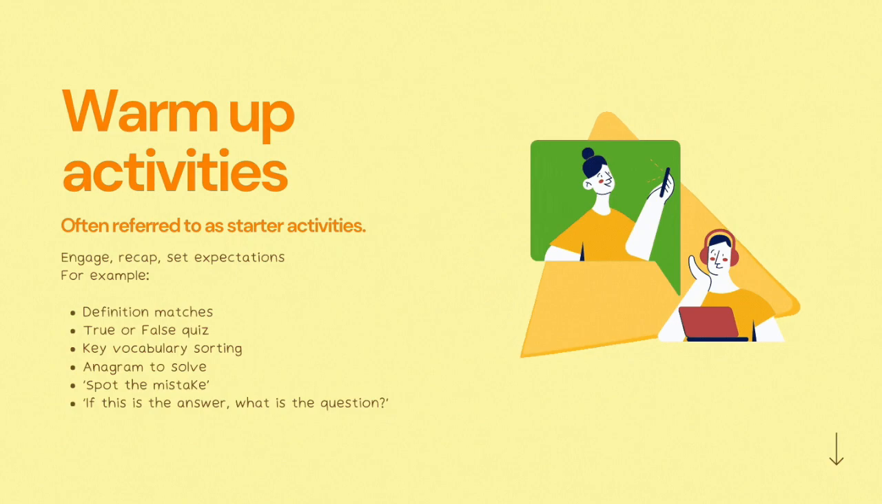Starters or warm-up activities. It is always important to have a quick 5-minute warm-up or starter activity to engage students at the start of a session. These offer a chance to recap on content from a previous session or to prepare for the main learning ahead. These should be simple activities that require little explanation, allowing you to check in with the student while setting expectations for the lesson. These may include definition matches, true or false quizzes, key vocabulary sorts, an anagram to solve, a spot the mistake problem, or if this is the answer, what is the question?